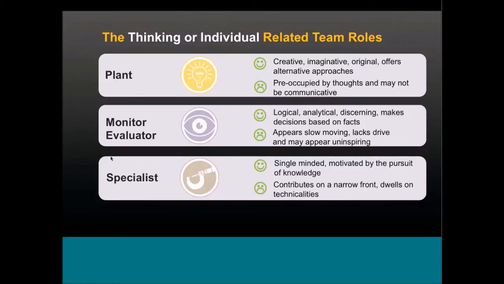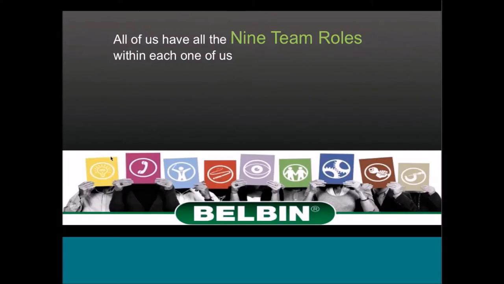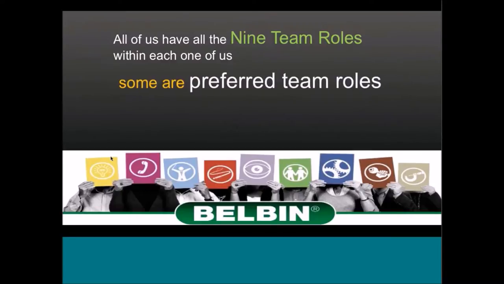The beauty is that, and this is a great discovery, path breaking, which is something unique: all of us have got all the nine roles. Everyone has got all the nine roles. But some team roles are like the bread and butter for one person, or like the meat for another, or like the oats for someone else. That means someone has preferred team roles. Just a natural inclination.